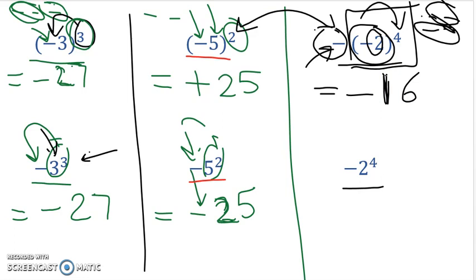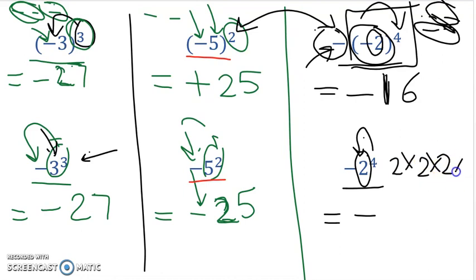One more example here. So we've got minus, then 2 to the 4. This minus 2 is not in brackets, and that means the power of 4 only applies to the 2, not to the minus. That means I can drop down the minus, and 2 to the 4, like we said before, we've got 2 times 2 times 2 times 2. 2 times 2 is 4, times 2 is 8, times 2 is 16. So in this case, we do get the same answer, but as we saw with the middle example, that won't always happen.